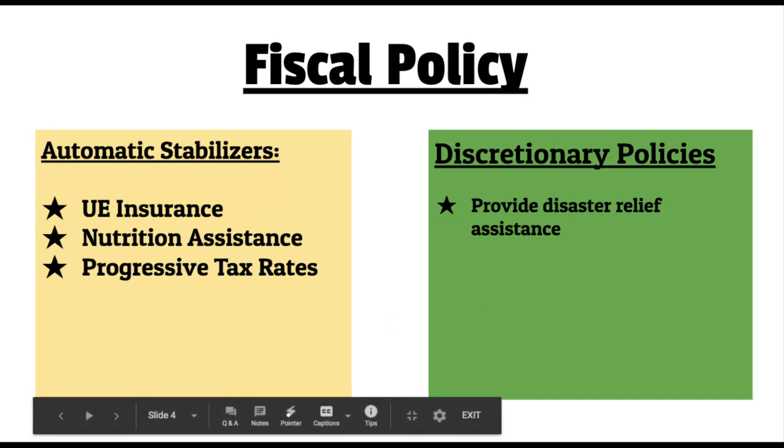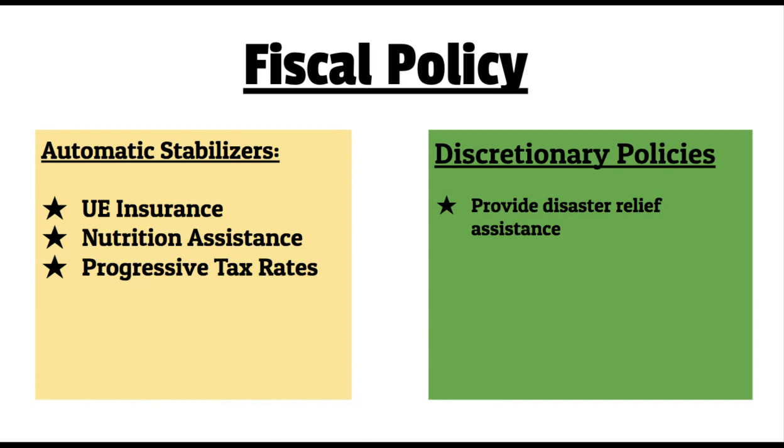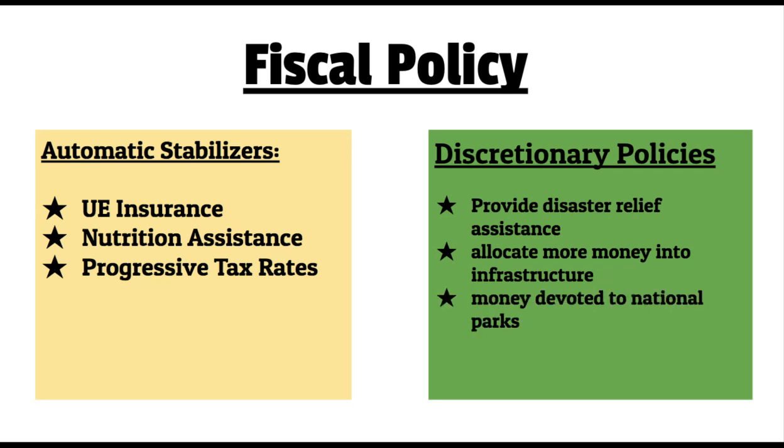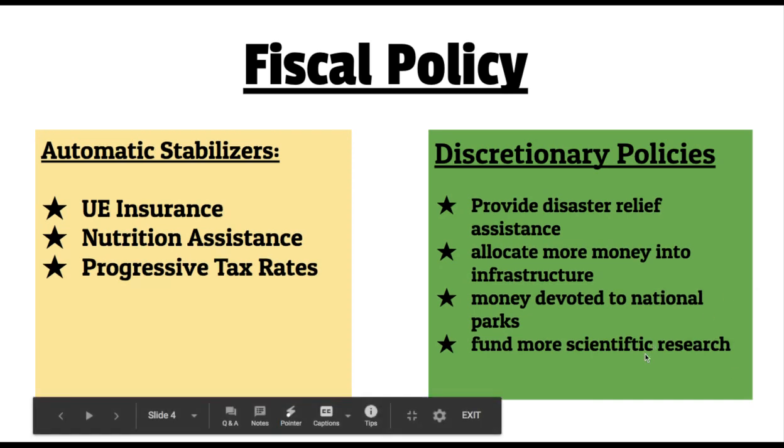provide disaster relief assistance. So, for example, if there's a hurricane, or there's a tornado that rips through a city and destroys it, if the federal government meets and decides to pass an emergency spending bill, that's an example of discretionary policy. If they decide to allocate more money into infrastructure, if they decide to devote more money to national parks, for example, or if they wanted to fund more scientific research. And I have a little typo there, my apologies.